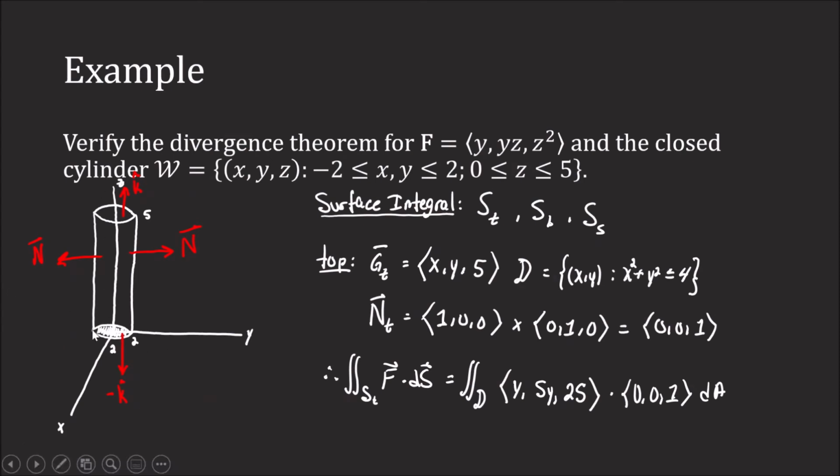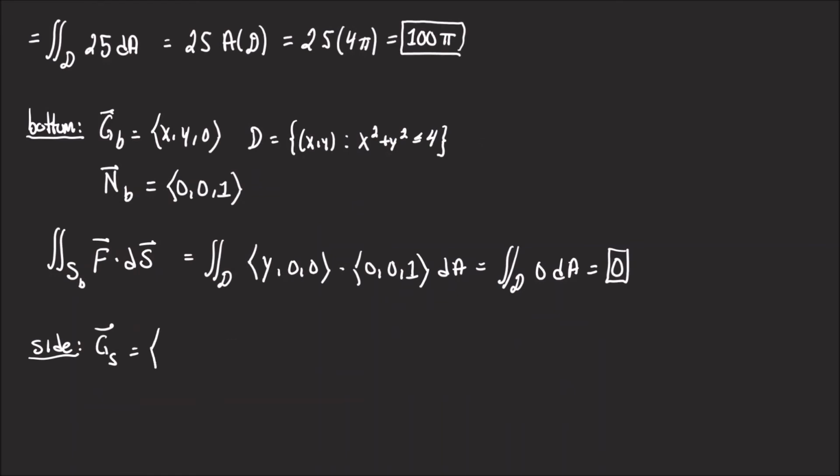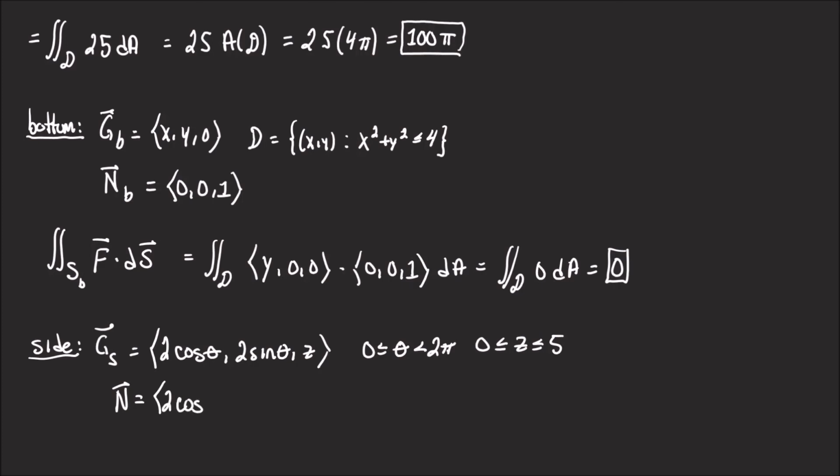Classic cylinder of radius 2 and height 5. Now, the parameterization of a cylinder of radius r was r cosine theta, so it would be 2 cosine theta, 2 sine theta, and then z. The domain is 0 less than or equal to theta less than 2 pi, and 0 less than or equal to z less than or equal to 5. The normal vector, if you recall, will be 2 cosine theta, 2 sine theta, 0.